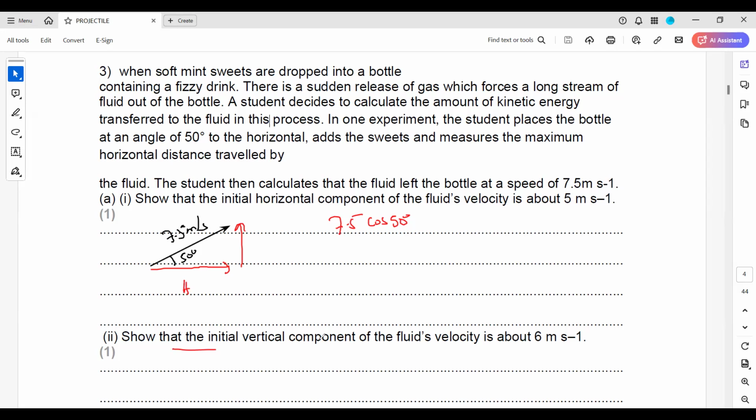The next part: show that the initial vertical component is about 6. How to work out the vertical? That will be 7.5 sine 50. So for the horizontal component, if the angle with the horizontal is given, it's cosine; if the angle with the vertical is given, it will be sine.